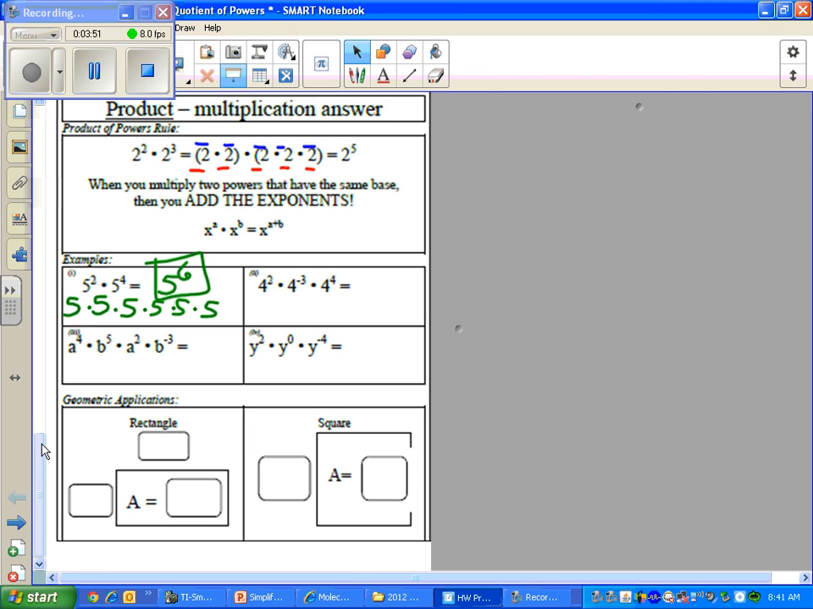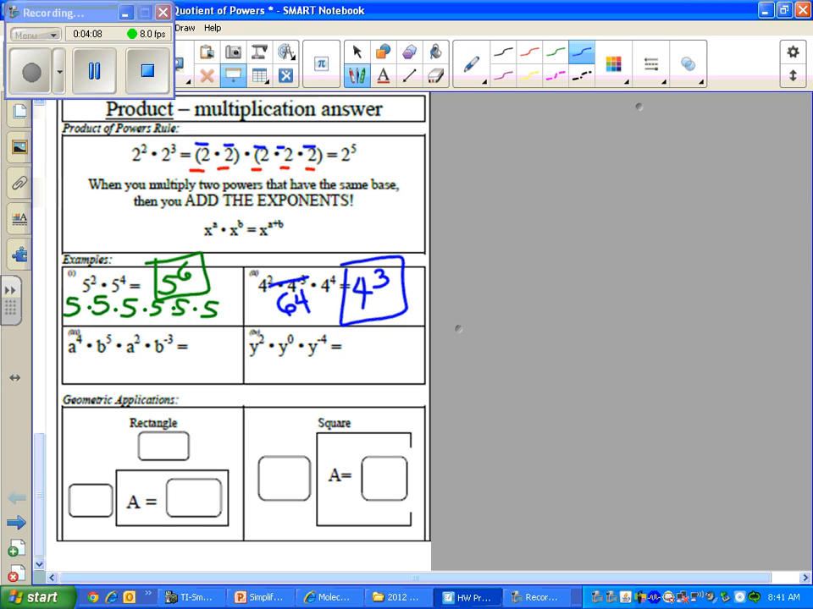This one will be 4 to the third. Now, I can already hear some questions out there. People say, what if I actually figured out what 4 to the third was? What if I did 4 times 4 times 4 and got 64? Would that be an acceptable answer? And the answer is yes. I would accept either one of those 2 answers as correct.